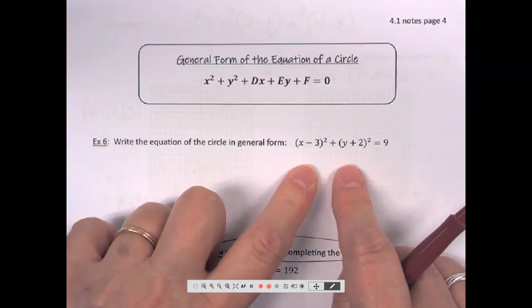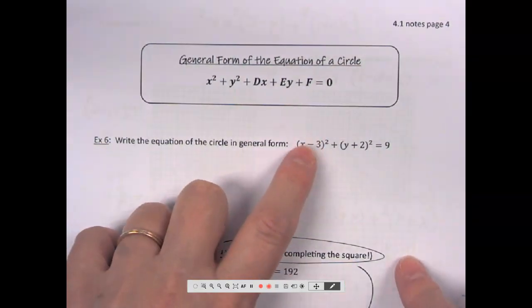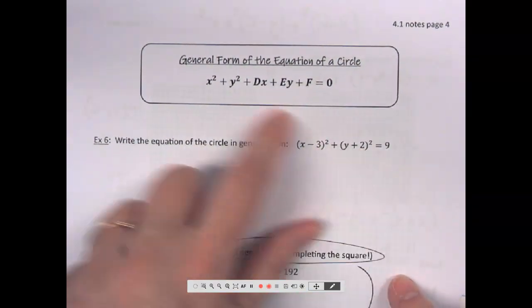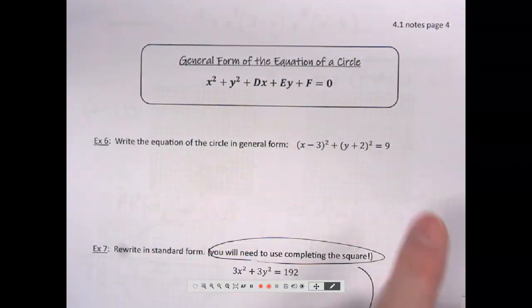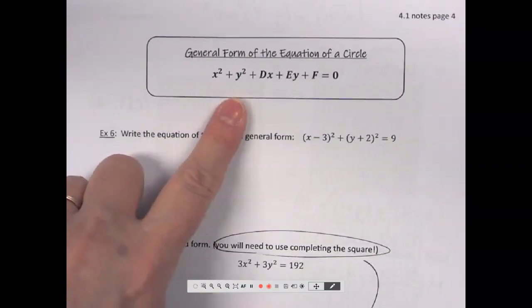Foil. We're going to foil it out. So we're going to distribute, and that gets rid of all the parentheses, and then we'll eventually make it equal to 0. Okay, so general form.